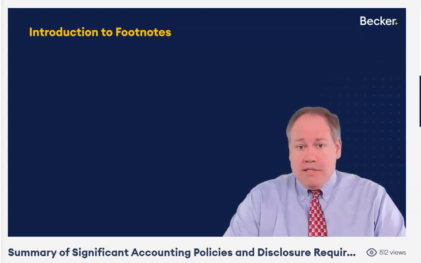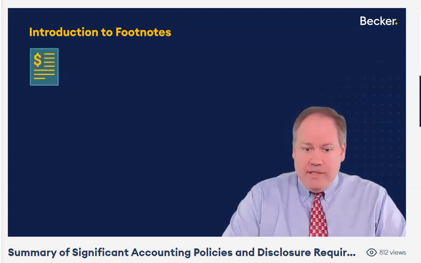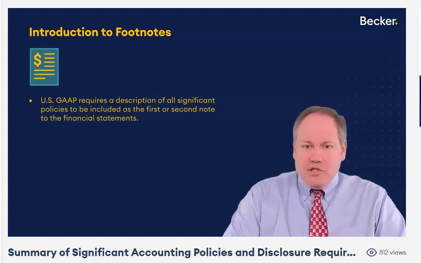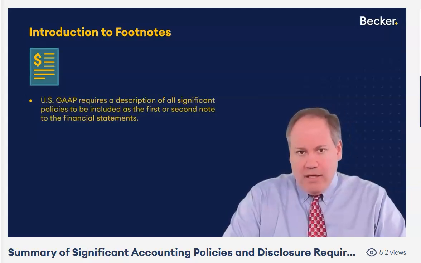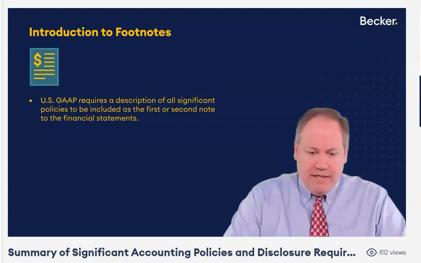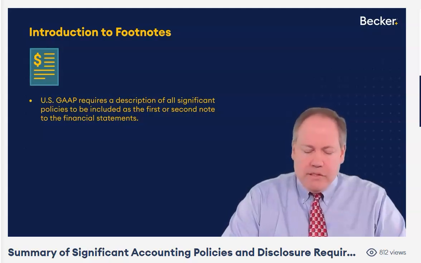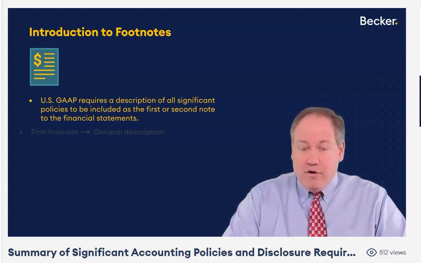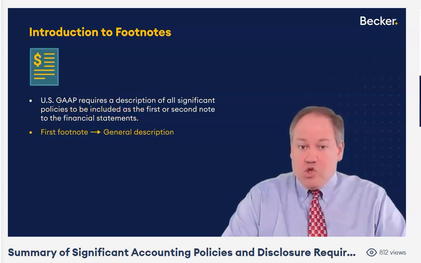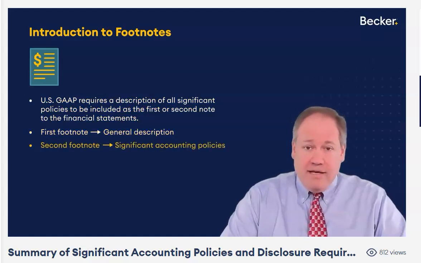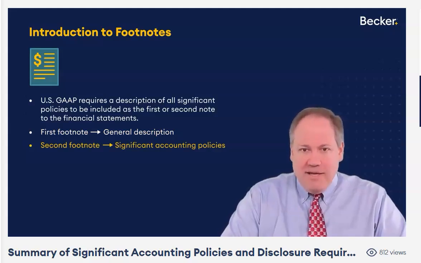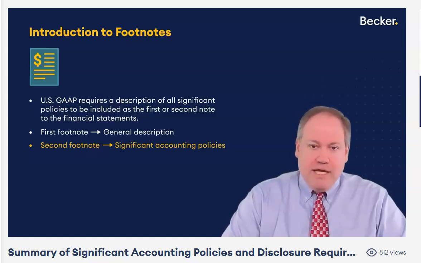So let's start with what US GAAP says about this. It does require a description of all significant accounting policies to be provided. Preferably, this is either going to be note number 1 or at worst note number 2. I've seen it both ways. Sometimes companies will use the first footnote as a kind of general description, and then they'll go into the significant accounting policies in number 2. But regardless, the idea is that it's fairly obvious and easy to find for the readers of the financial statements.